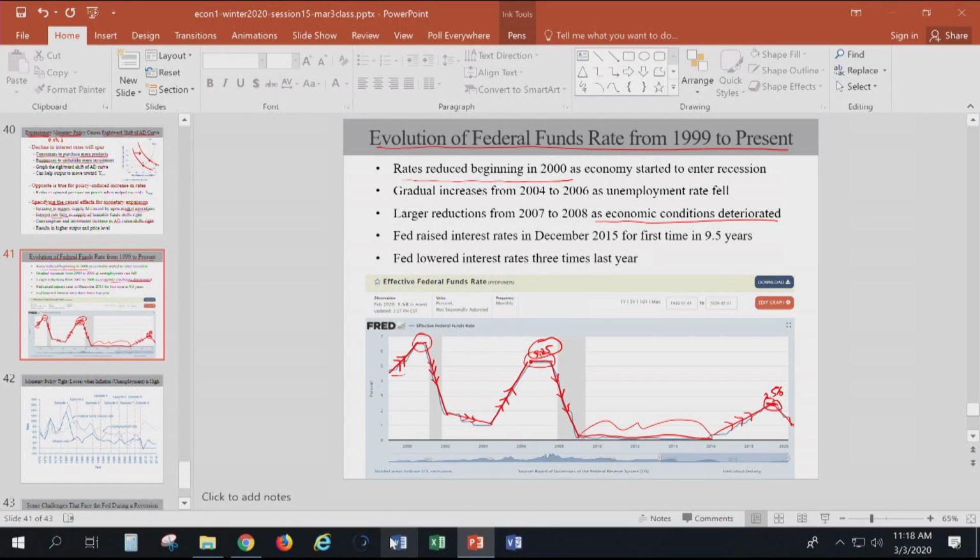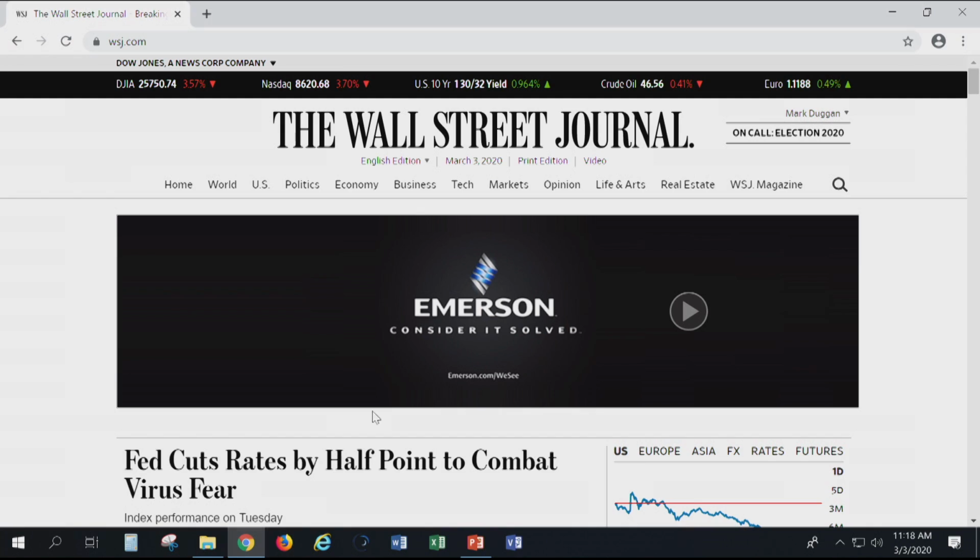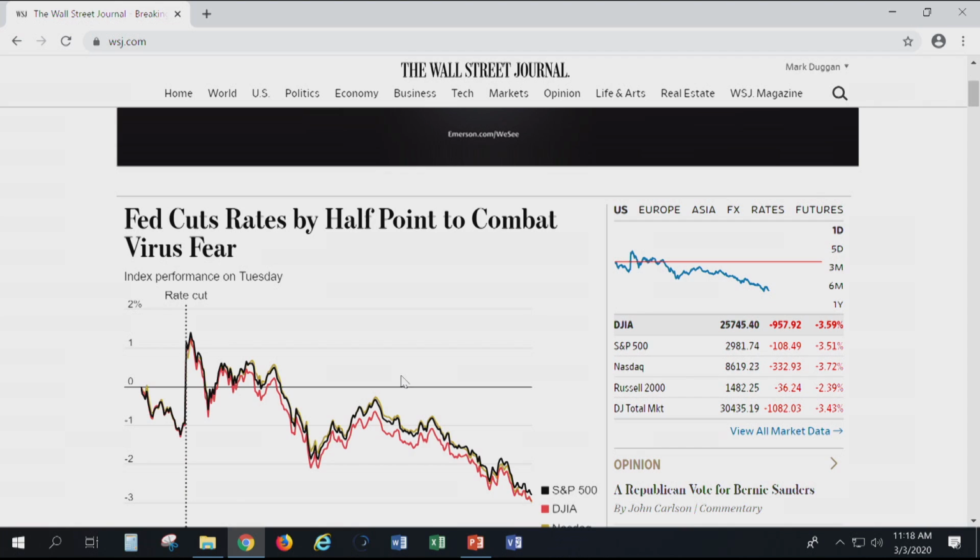And we'll see if this 0.5% reduction, let's see where we're at, if anything major has happened since I last checked it. Yeah, it doesn't look good.